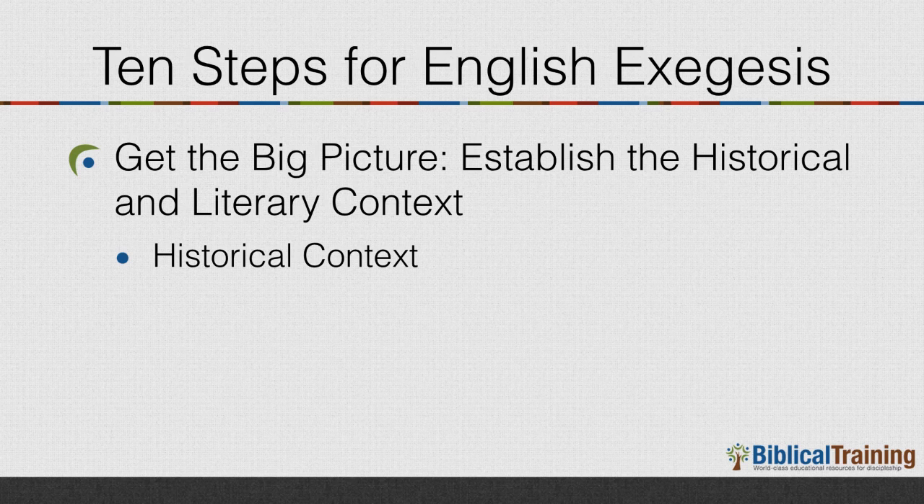Now, we've talked about two ways of reading. We read inductively and we read deductively. And as we determine the broad historical context of the book to get the big picture, we need to do it both inductively and deductively. The best way to get the big picture is to read the entire letter or the entire book all the way through, looking for its overall themes.